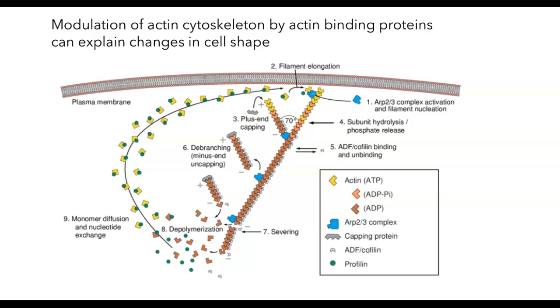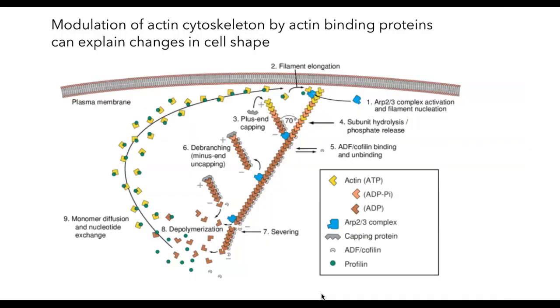Modulation of the actin cytoskeleton by actin-binding proteins can help explain changes in cell shape like that amoeba crawling. Let me show you what I mean by this. Here's an assay that's used to study cell movement in cultured cells. You can plate cells out so that they form a monolayer and then scratch, forming a lane where there are no cells left. Over time, the cells rapidly change shape and grow in to close this space. It's a model for wound healing.